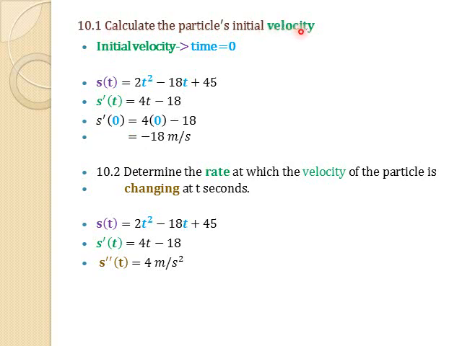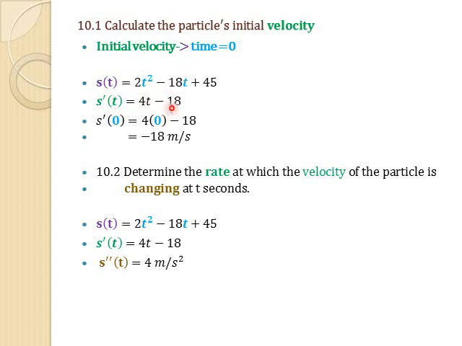So calculate the particle's initial velocity. For initial velocity, time always equals 0. Because they use the word velocity, I have to find the first derivative. So there's my equation given. First derivative: 2 times 2, 4t.